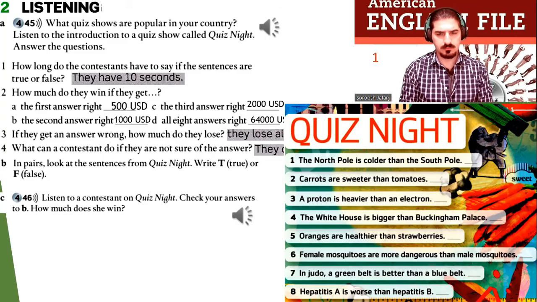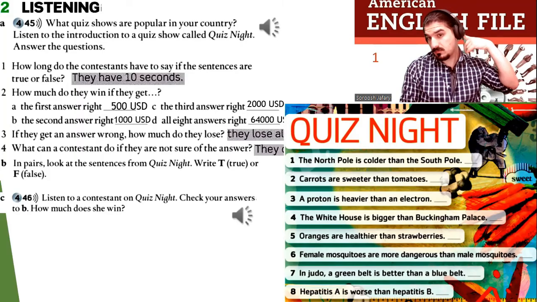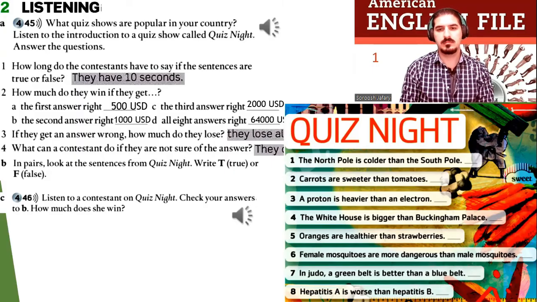Be very careful, Colleen. If you get it right, you win $64,000. But if you get it wrong, you get nothing. Are you ready? Yes, ready. Okay, for $64,000, hepatitis A is worse than hepatitis B. True or false?